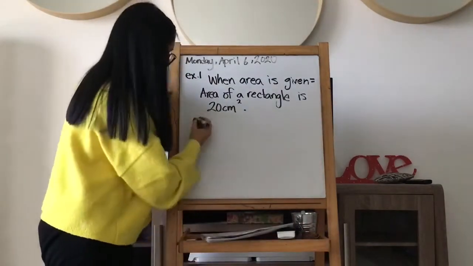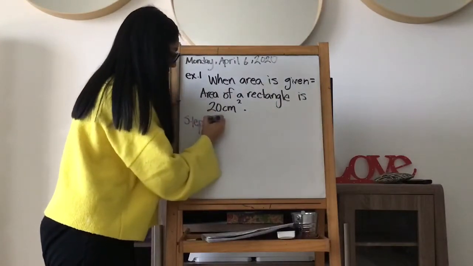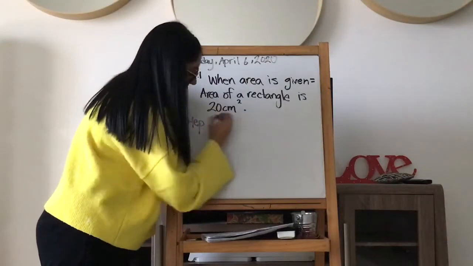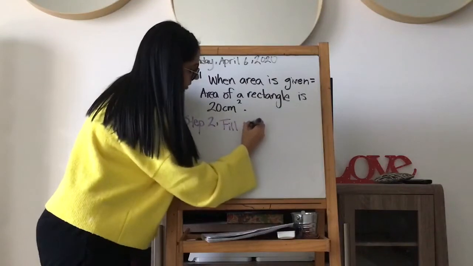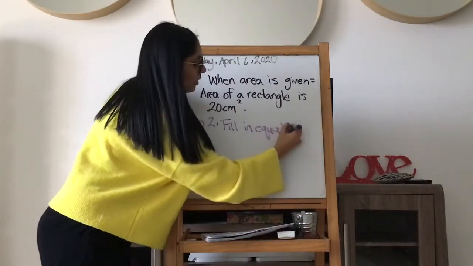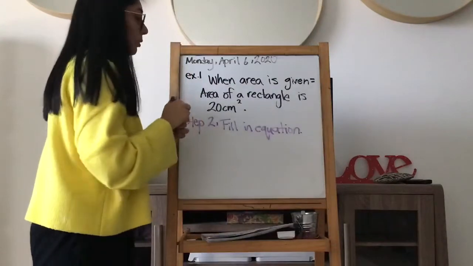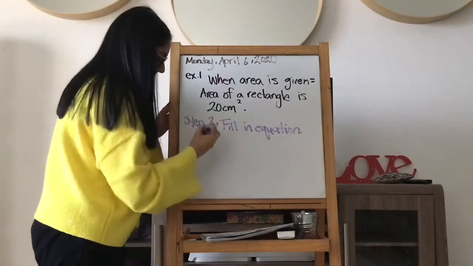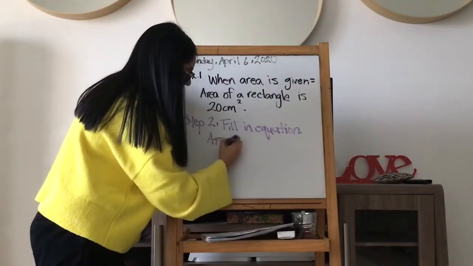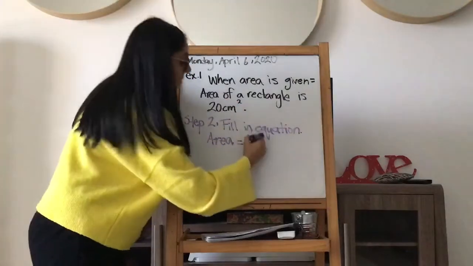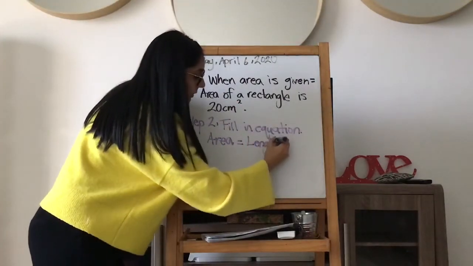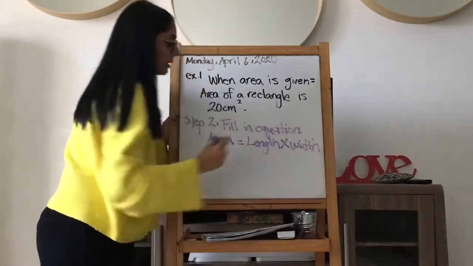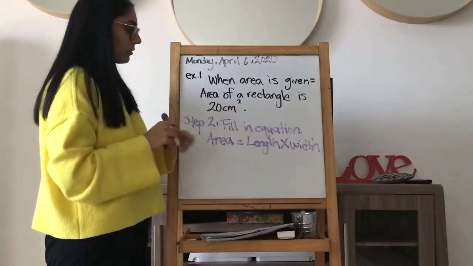Step two, which is pretty much it, because after that you're just filling it in, is to fill in the equation. Keep it even simpler: you're filling in the equation. Now, for perimeter there was a full-on correct equation. So what is the equation for area? We know that area is equal to length times width. That was from last week and grade 4. So the area of a rectangle is length times width.